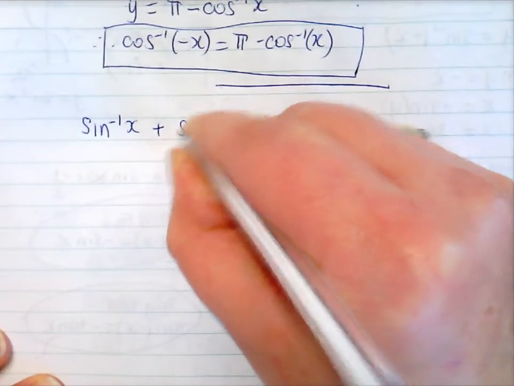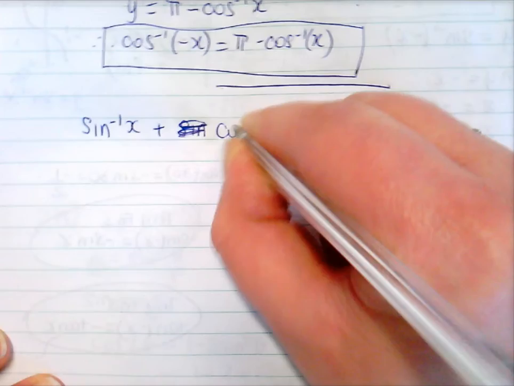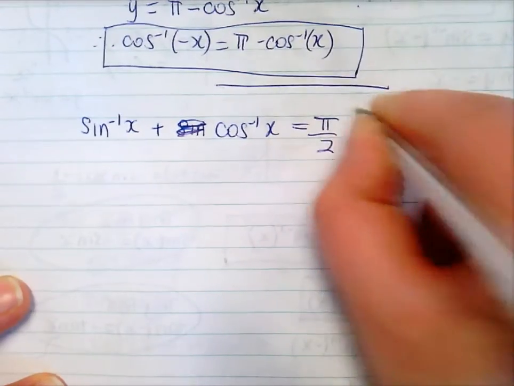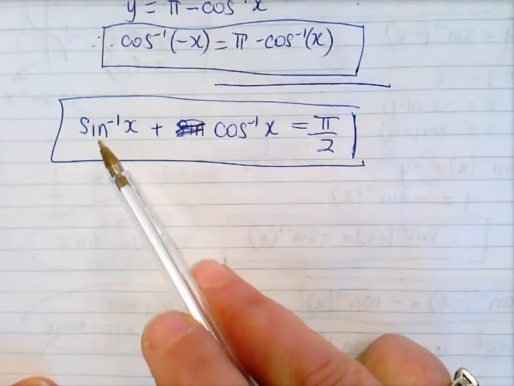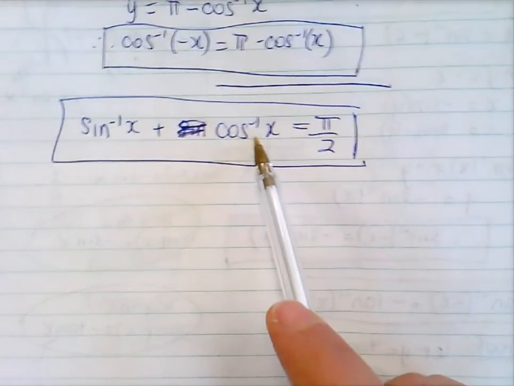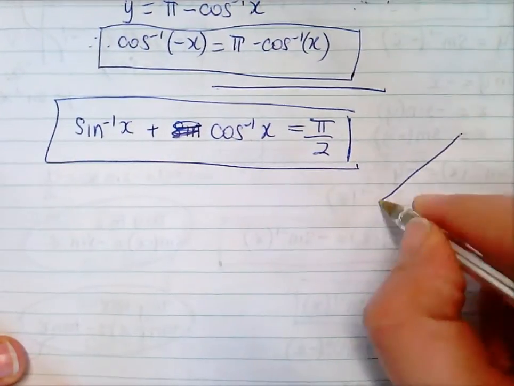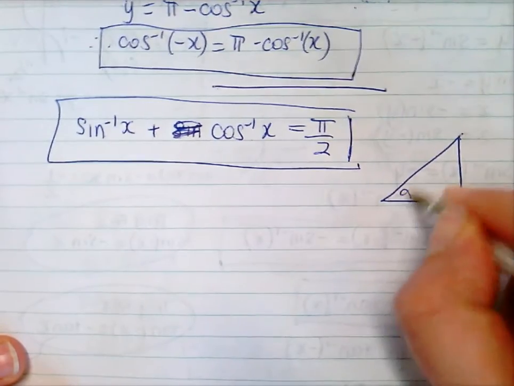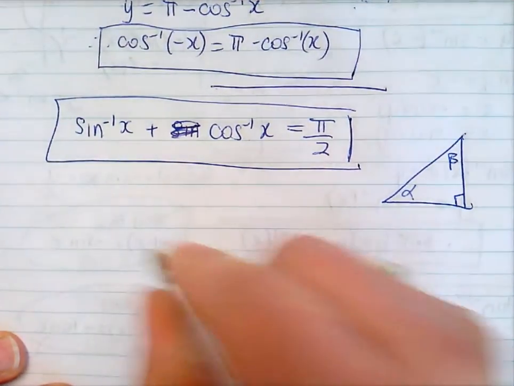The inverse sine of x plus the inverse cos of x equals pi on 2. You know what that is, girls? In a right angle triangle, if you call one angle alpha and the other beta, they add up to 90. Look, that's what that rule is.